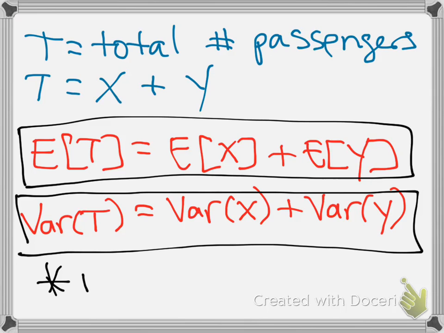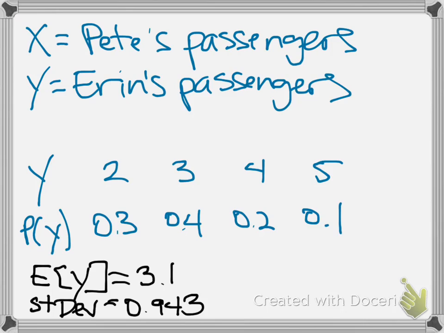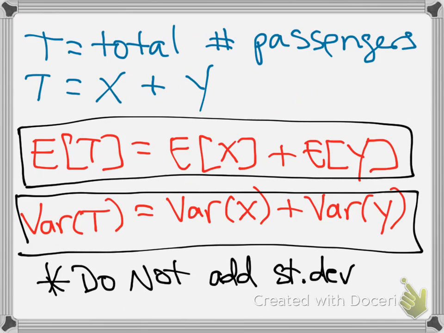So these are two relationships that you need to be familiar with. You can never add standard deviations. It won't work out. And if you're not convinced of that, you could just give it a try with the standard deviations you've been given for x and y and see how that works out. You won't get the correct standard deviation if you just add the two standard deviations individually. In order to get the standard deviation for t, you would have to first calculate the variance for t, which you simply do by calculating the two individual variances and adding them, and then taking the square root of that value.